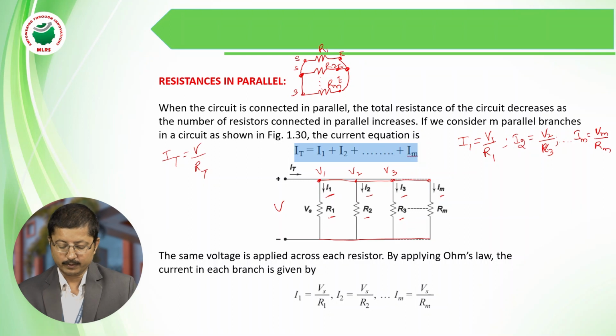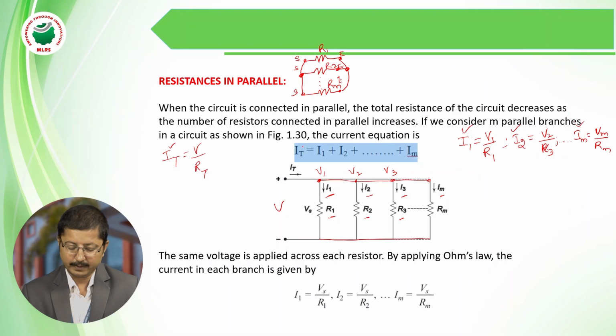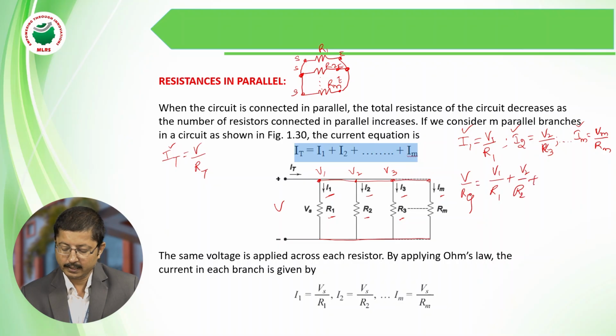So this is according to Ohm's law. So current I1, if you substitute the total current IT and I1 and I2 up to IM in this expression, then we are getting V divided by RT, or R equivalent, I am right. So 1 by R equivalent equals V1 divided by R1 plus V2 divided by R2 plus and so on up to VM divided by RM.